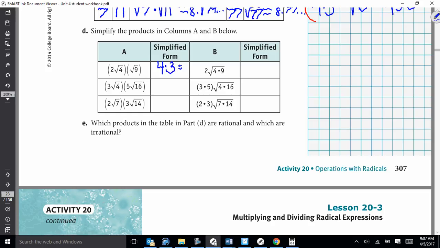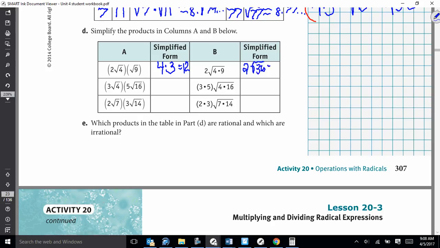Thank you. So 4 times 3 is 12. Our other option is that we can take our square root of 4 and square root of 9, since they're both square roots, we can combine them. And so we have 2 square root of 4 times 9. What's 4 times 9?